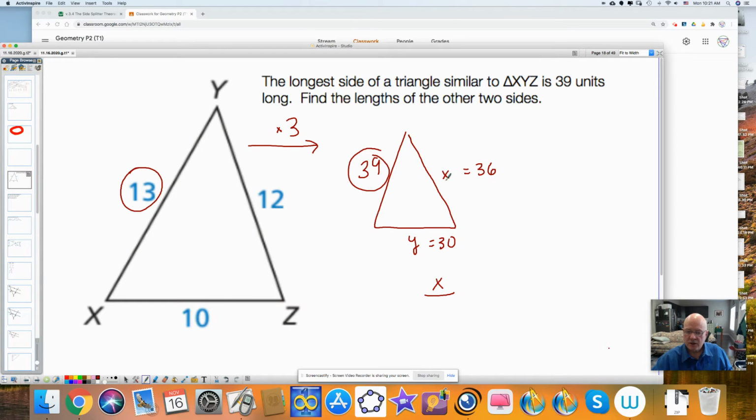And if you don't like doing it that way, you could also set up a proportion. X is to 12 as 39 is to 13. This simplifies to 3 over 1. X is to 12 as 3 is to 1. And when I multiply both sides by 12, I get x is equal to 36. And you could do the same thing for y.